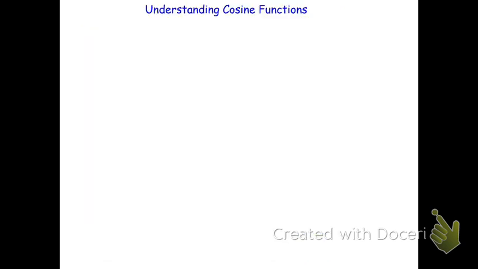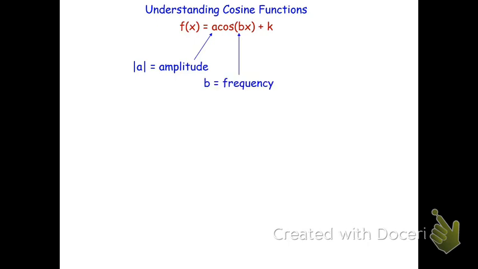Now the function notation for cosine, the general form is f of x equals a cosine quantity bx plus k, where a is the amplitude, b is the frequency, and k is the vertical shift. Again, some books use different letters other than k to represent vertical shifts, but we're going to use this as what we've always used for any of our types of transformations.